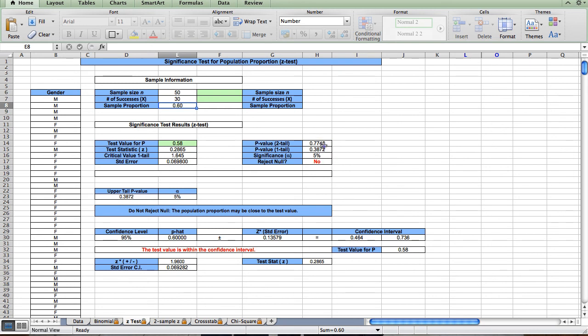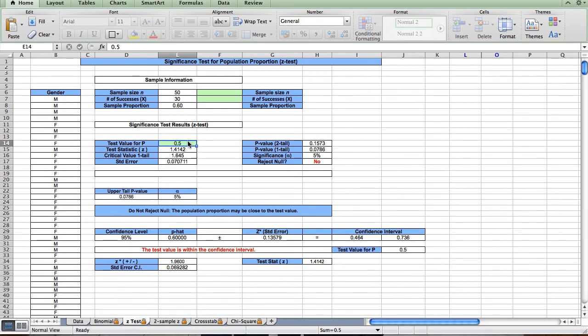Here I can see my upper tail p-value is quite a bit higher than my level of significance. Therefore, here I would conclude that there's no significant difference between my sample proportion and the test value for the population proportion of 0.58.